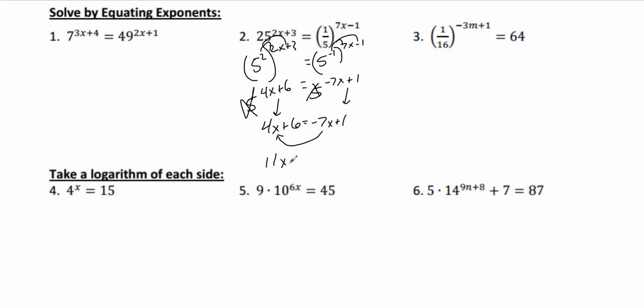That gives me 11x. I'm going to bring the 6 over here. That gives me negative 5. Now I divide by 11 on both sides, and I get negative 5 over 11 is your answer for the variable x. Okay, that's number 2.